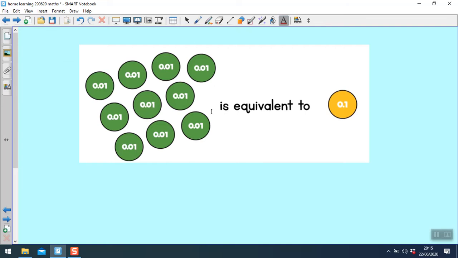Similarly, we've got here 10 1/100ths, and over here we have got 1/10. So if I add all these hundredths together, it's the same value as 1/10. But just looking at those 10 100ths, they're not identical to this 1/10.